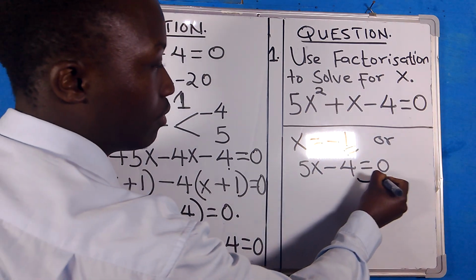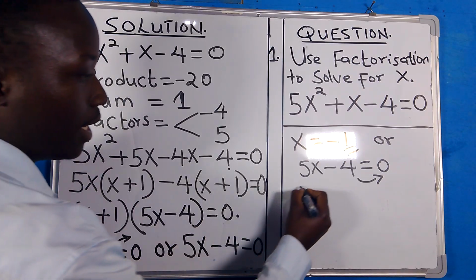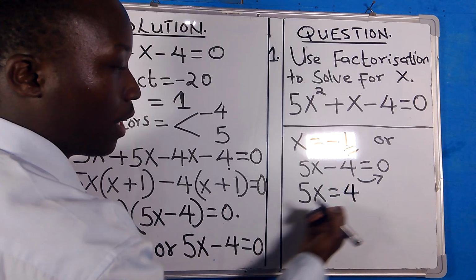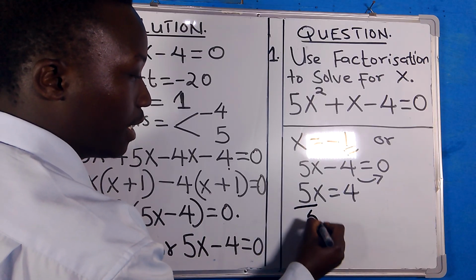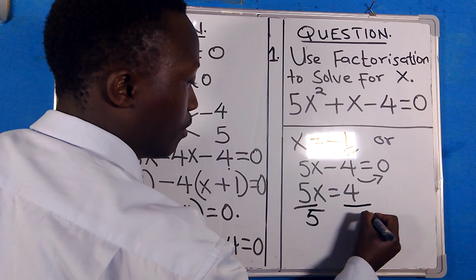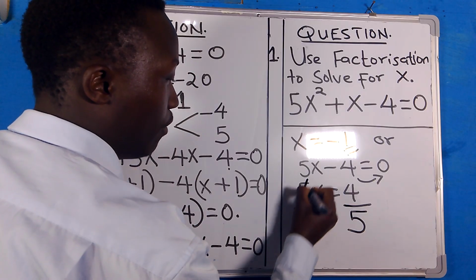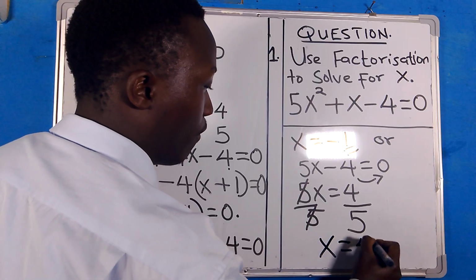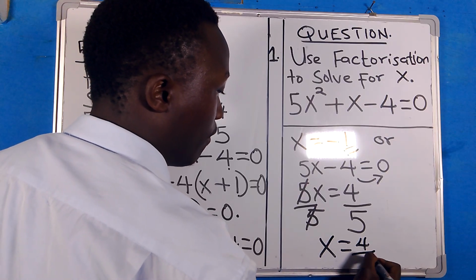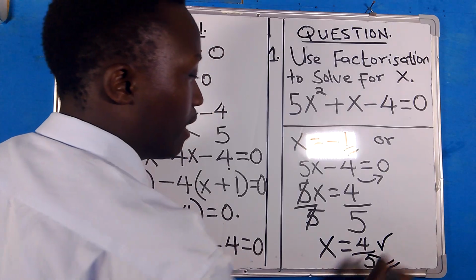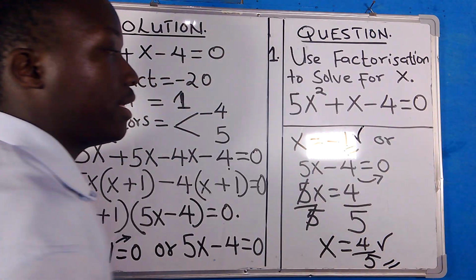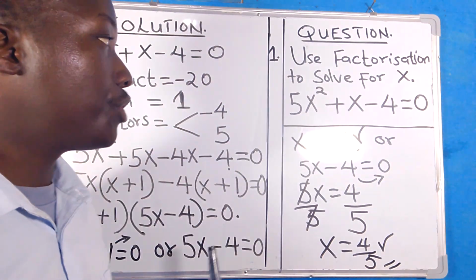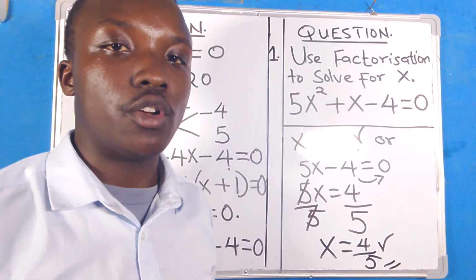In this one, we need to take negative 4 to the other side, and we will have 5x is equal to 4. So for us to be left with x, we will divide both sides by 5. 5 will cancel with 5, and we will be left with x is equal to 4 over 5. So that is our second value of x. Negative 1 is our first value of x. That is how we solve a quadratic equation using the factorization method.